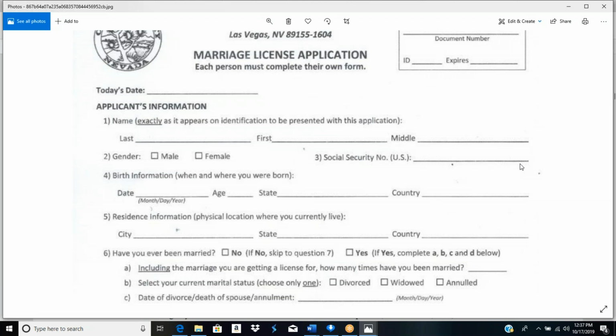See, I've heard somebody say that if she puts your name on an application, that's forgery. That's not forgery. If someone signs your name on an application, that's forgery.